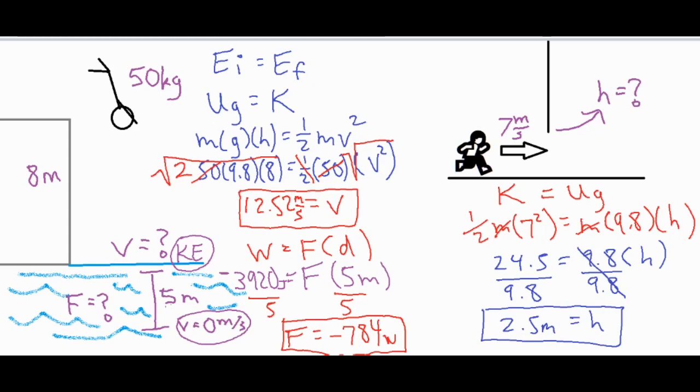So that one didn't turn out to be too difficult. Our masses dropped out, as I said, and then we took 7 squared, which is 49, split that in half for 24.5, divided both sides by 9.8, and then that got us our final height.